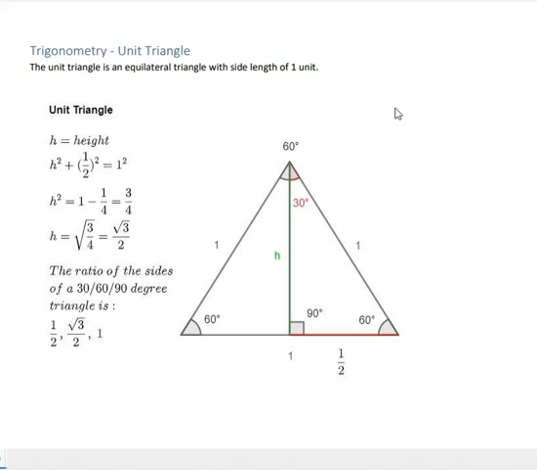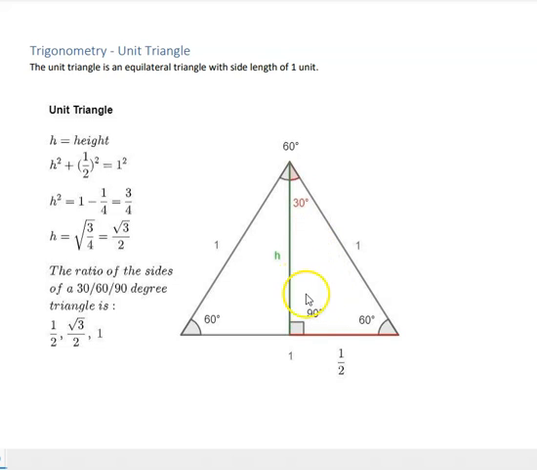Trigonometry unit triangle. The unit triangle is an equilateral triangle with side length of 1 unit, 1 on all 3 sides, as we see here. This diagram bisects one of the angles and has a perpendicular bisector, forming 90 degrees down here, breaking the triangle into 2 smaller triangles.